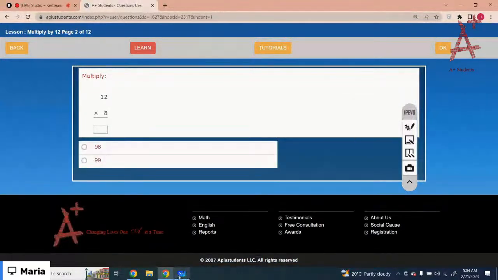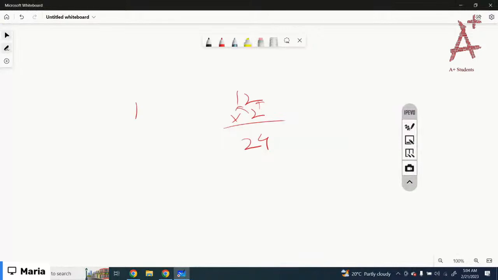The next one is 12 times 8. So we have to do 12 times 8. Got it? So you have to multiply the rightmost digit first. Just do 8 times 2. 8 times 2 is 16. Write 6 here and carry 1. Now you have to do 8 times 1. 8 times 1 is 8, and you have to add the carry. So 8 plus 1 is 9. Got it? That means 12 times 8 is 96. So the correct option is 96.